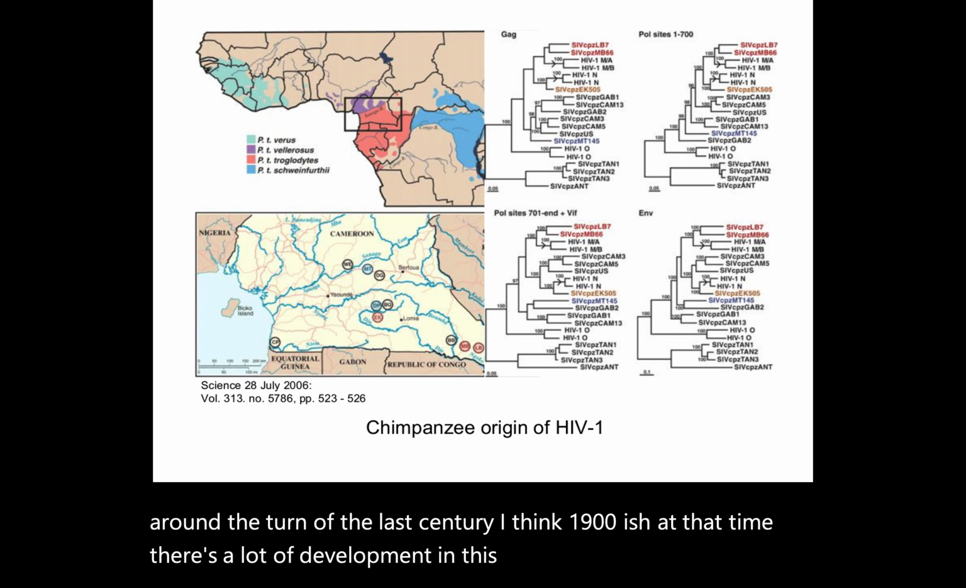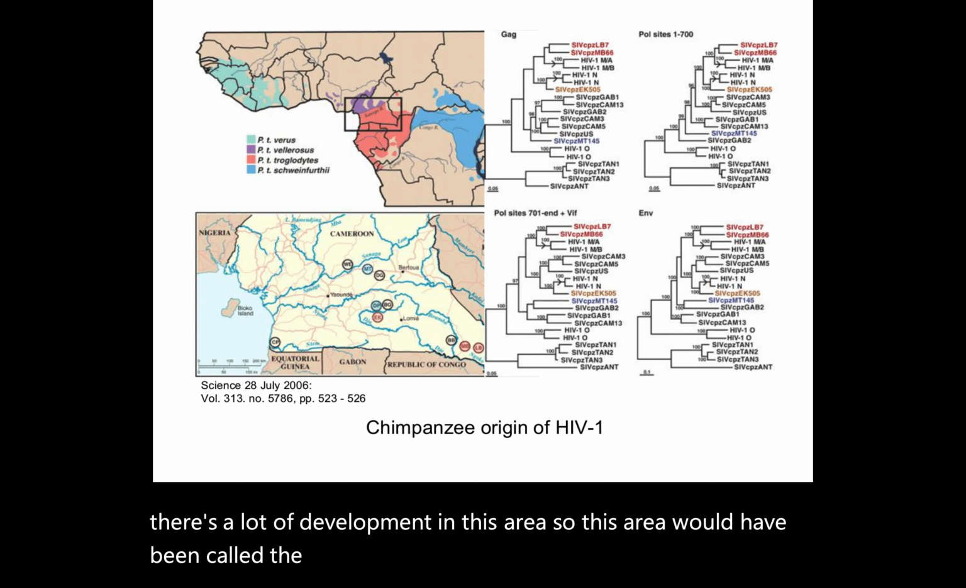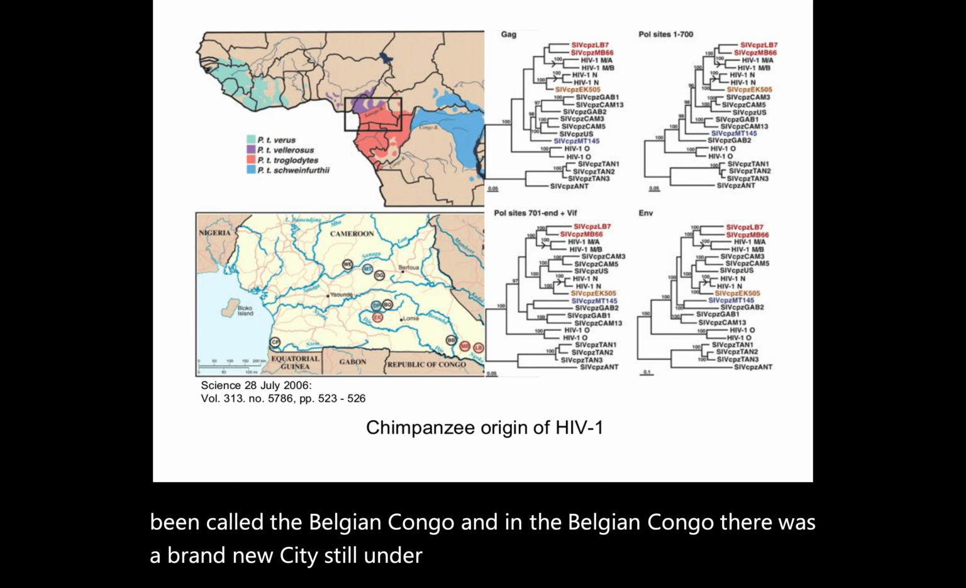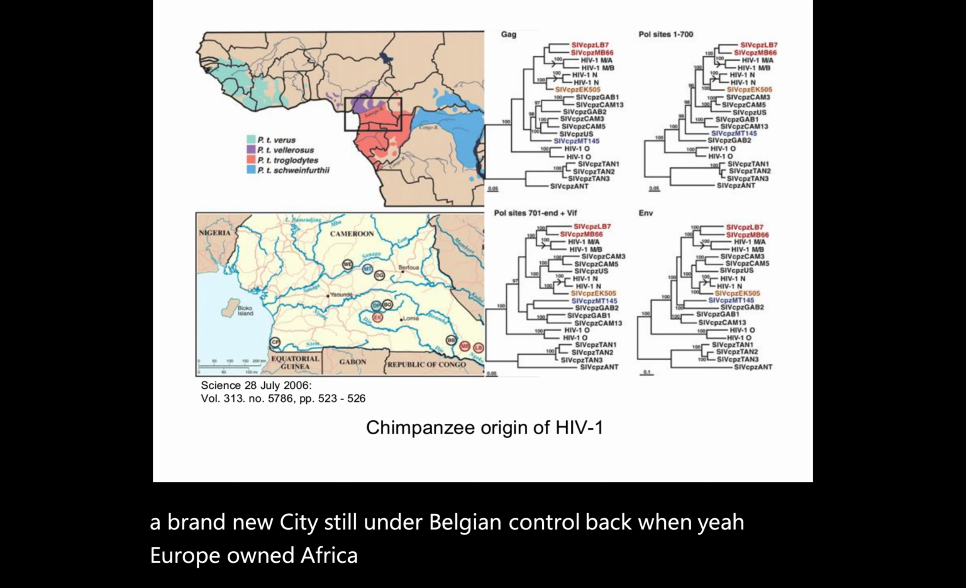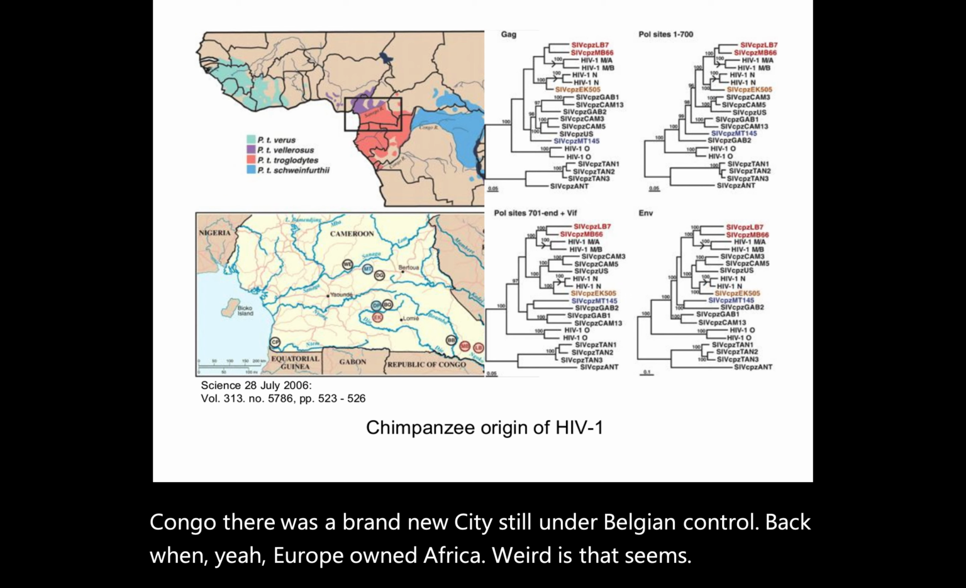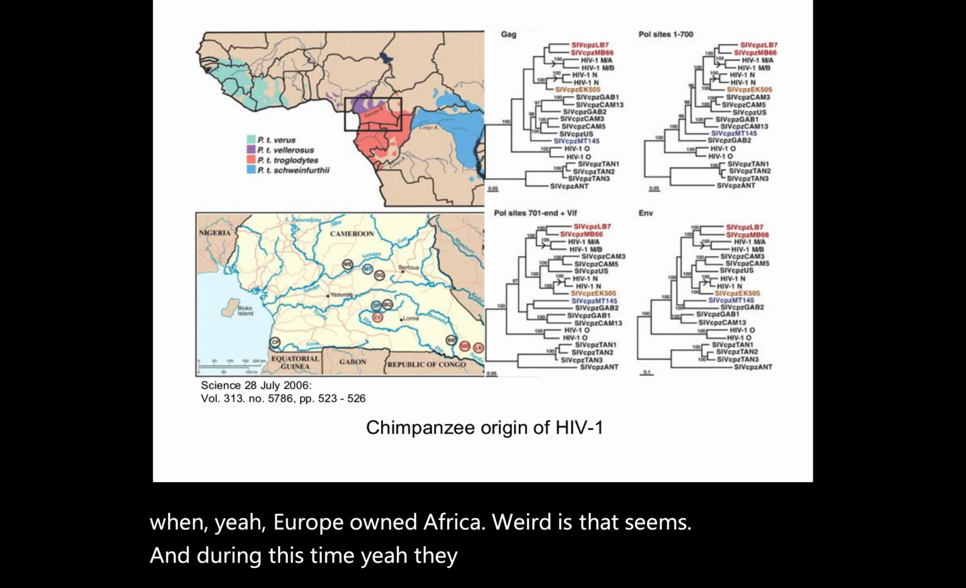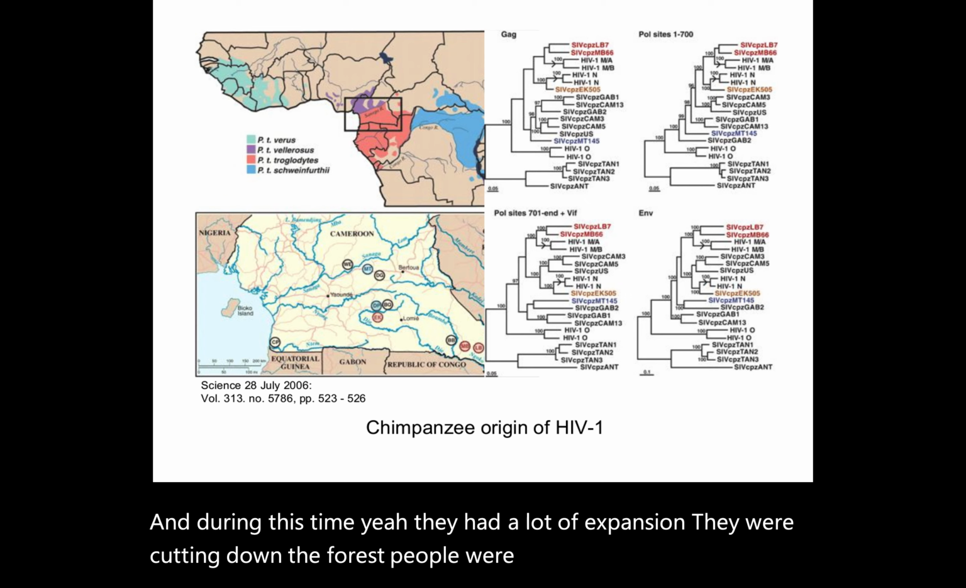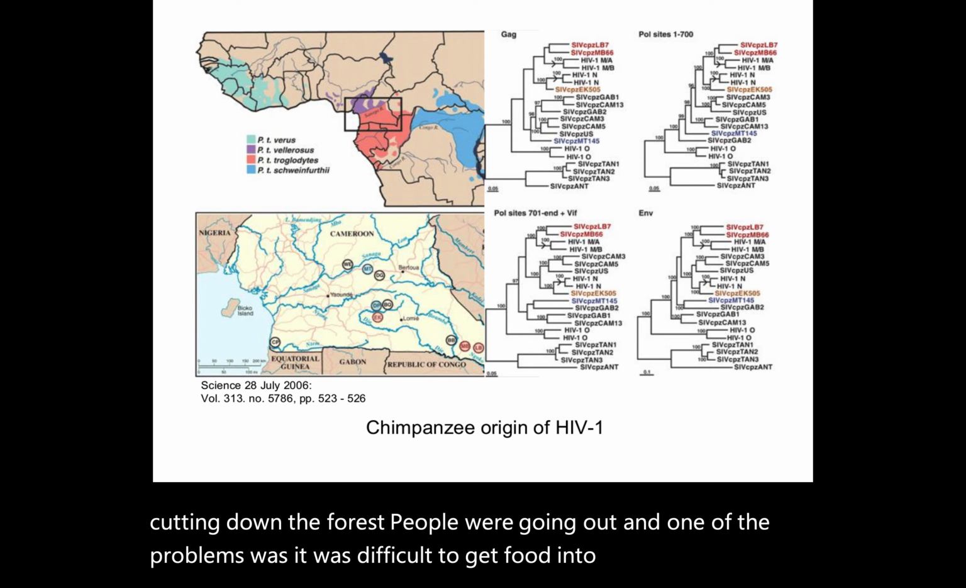So this area would have been called the Belgian Congo, and in the Belgian Congo, there was a brand new city, still under Belgian control back when, yeah, Europe owned Africa. Weird as that seems. And during this time, yeah, they had a lot of expansion. They were cutting down the forest. People were going out. And one of the problems was it was difficult to get food into the area, and so people would eat whatever's in the area.